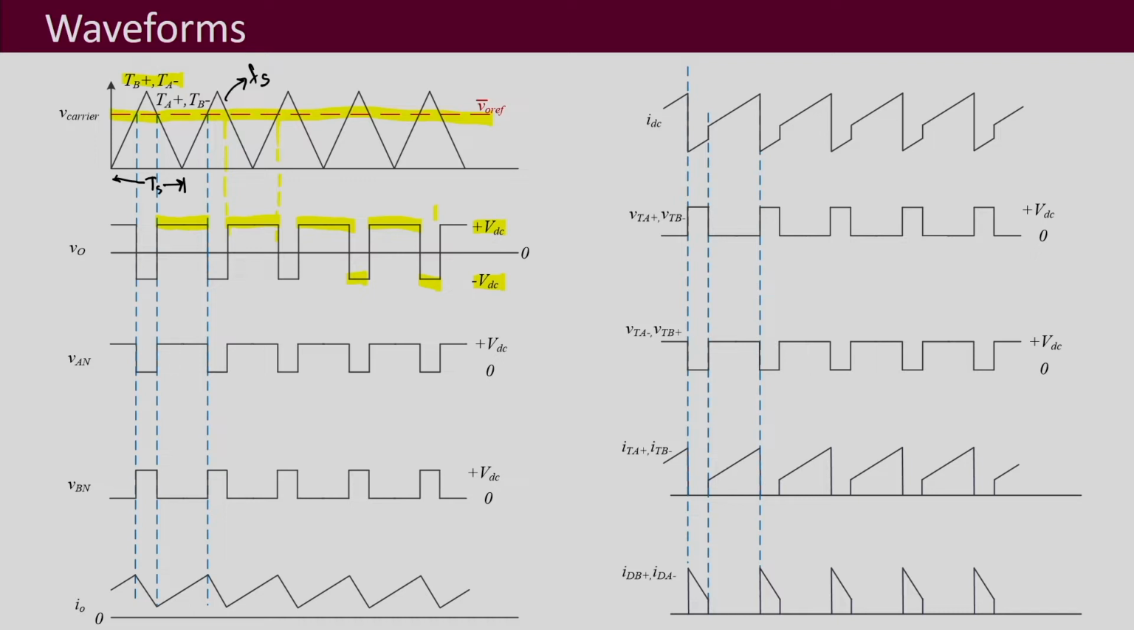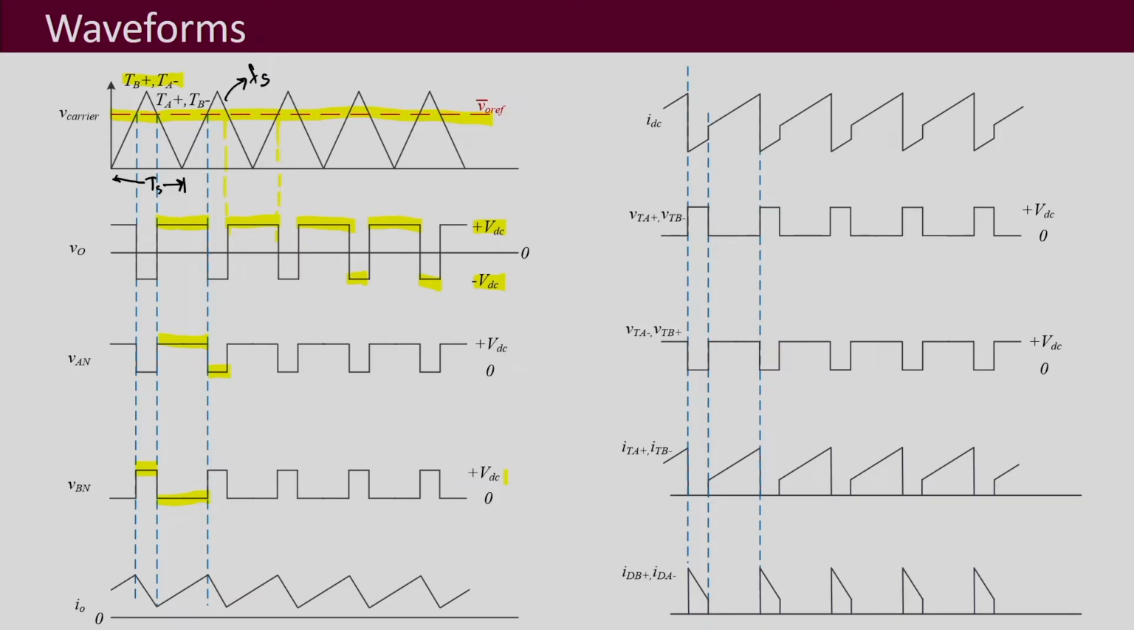And what will be the leg voltages? Whenever the upper switch is on, at that time it is VDC, otherwise it is 0. So, for the leg A voltage VAN, here TA plus is on, so it is equal to plus VDC, and otherwise TA minus is on, so it will be equal to 0, and so on. Similarly, for the leg voltage VBN we see the same thing. Here TB plus, the upper switch of leg B, is on, so this is VDC, and here TB minus is on, and so the leg voltage is equal to 0, and this continues.